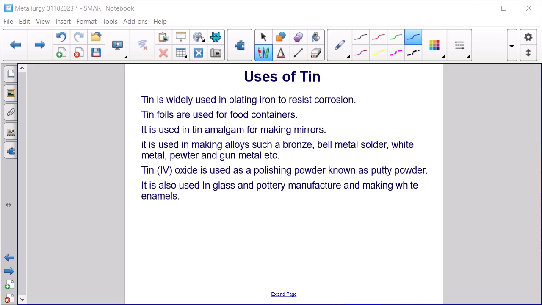Uses of tin. Tin is widely used in plating iron to resist corrosion. Tin foils are used for food containers. It is used in tin amalgam for making mirrors. It is used in making alloys such as bronze, bell metal solder, white metal, pewter, and gunmetal. Tin-4 oxide is used as a polishing powder known as putty powder. It is also used in glass and pottery manufacture and making white enamels.